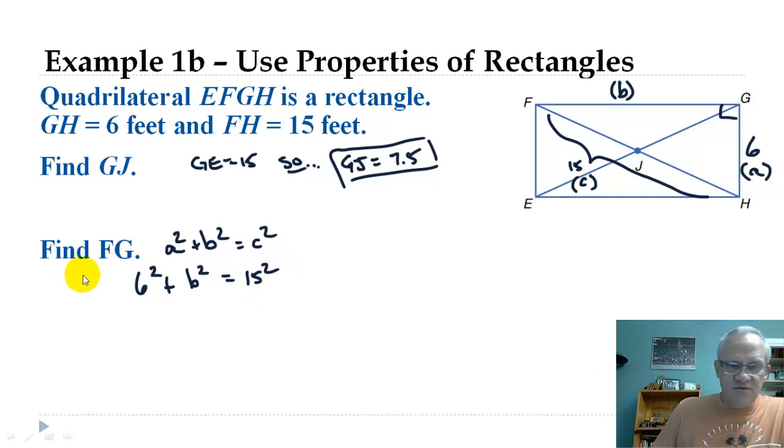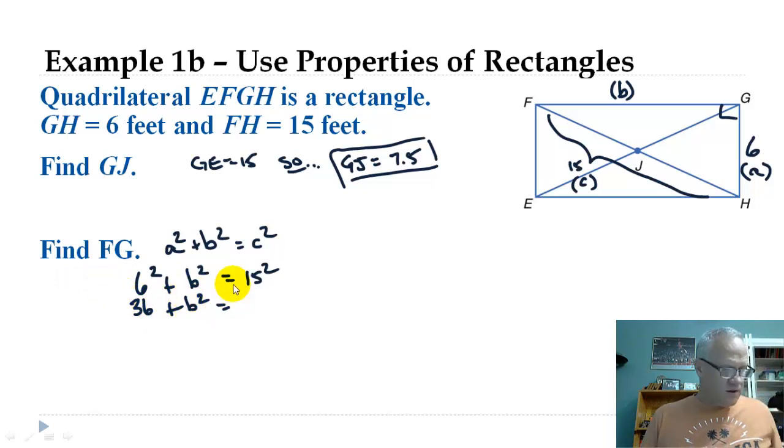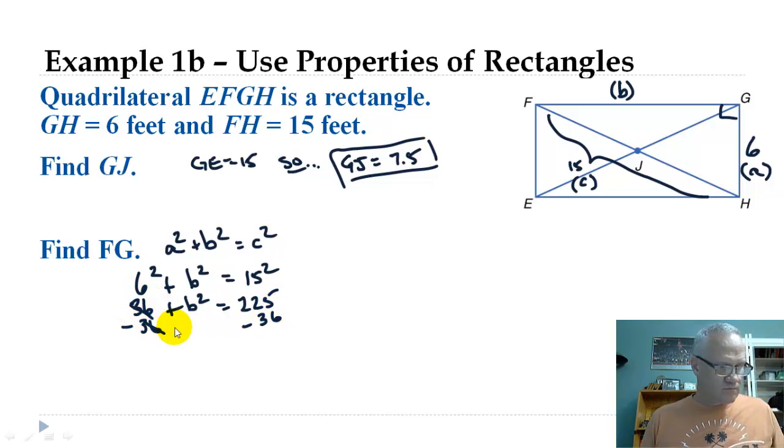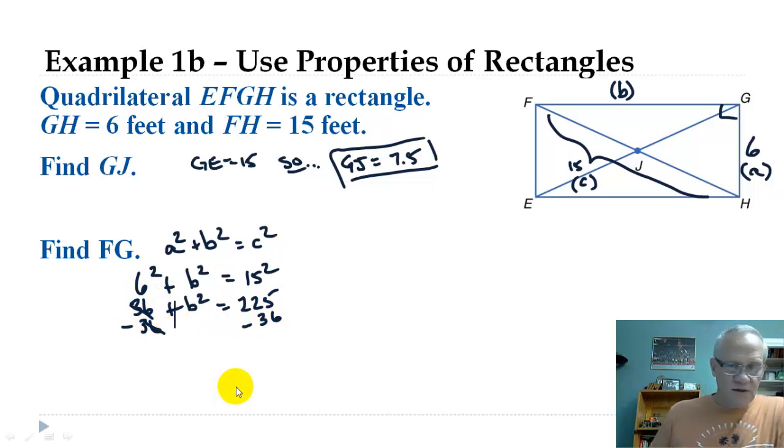So first of all, 6 squared, we know that one, right? 36. And 15 squared will be 225. Minus 36. It gives me 189, so b squared equals 189.